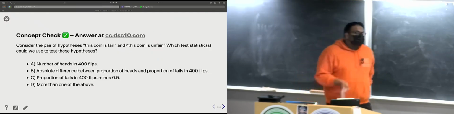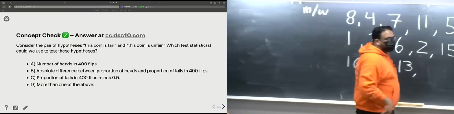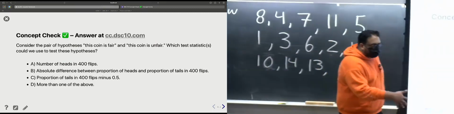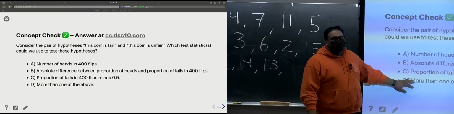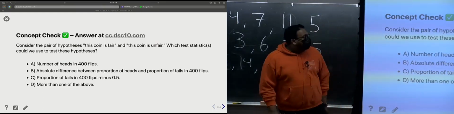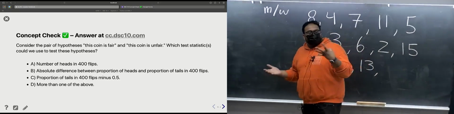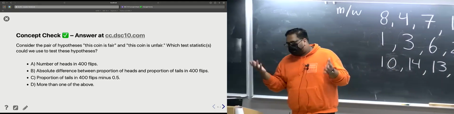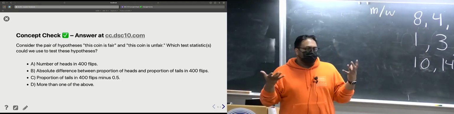So kind of similar to the first question, the most common answer was more than one of the above. And kind of similar to that point, I'm going to say again that you're wrong. But let's look at each option here. First, the number of heads in 400 flips. If this number is big, like 300, that would imply that the coin is unfair. Do we agree?